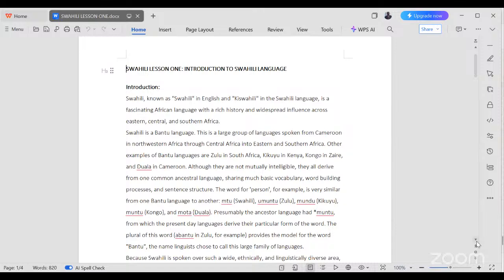We also have Kikuyu, we have Congo Zaire, we have Douala in Cameroon. Although they are not mutually intelligible, they all derive from one common ancestral language. So this is where the Bantu is coming from.